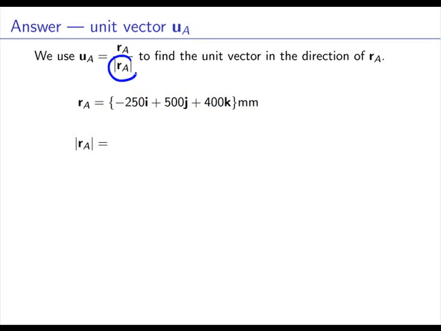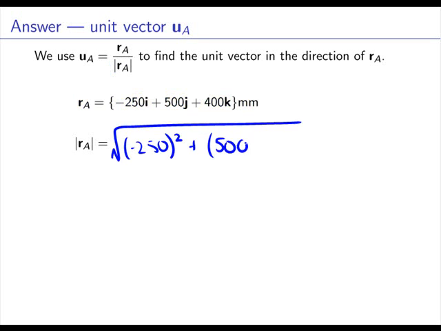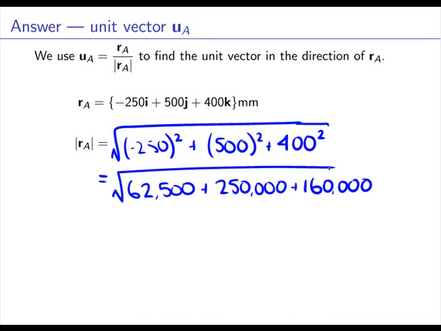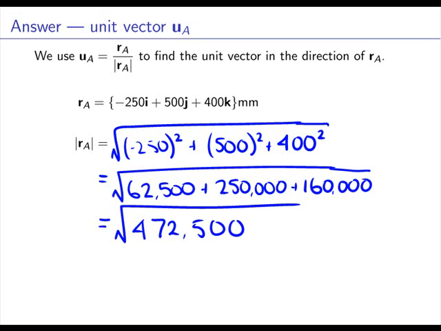We still need to find the length of RA. By Pythagoras, the length of RA equals the square root of minus 250 squared plus 500 squared plus 400 squared, and that equals the square root of 62,500 plus 250,000 plus 160,000, which equals the square root of 472,500. We approximate that to 4 significant figures while we're still working with the information, so the length of RA is about 687.4. Remember that we're talking about length, and this scalar quantity has units which must be included, in this case millimeters.